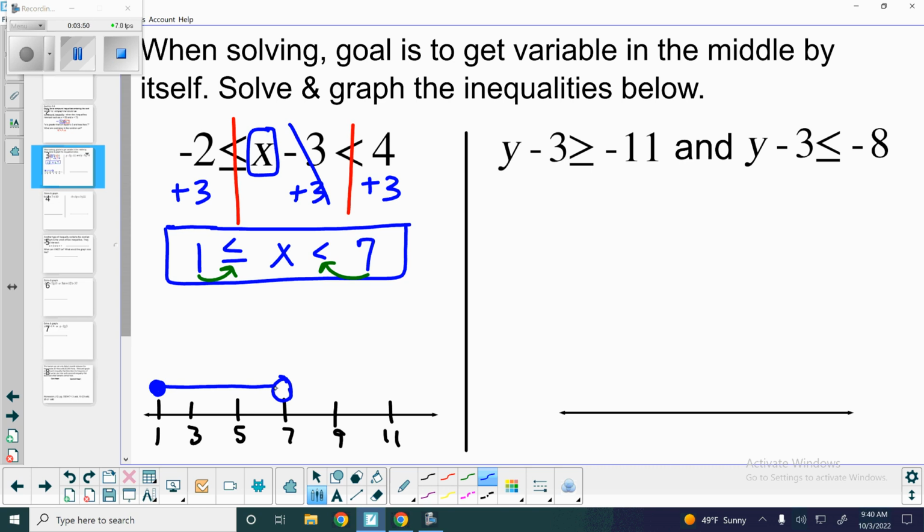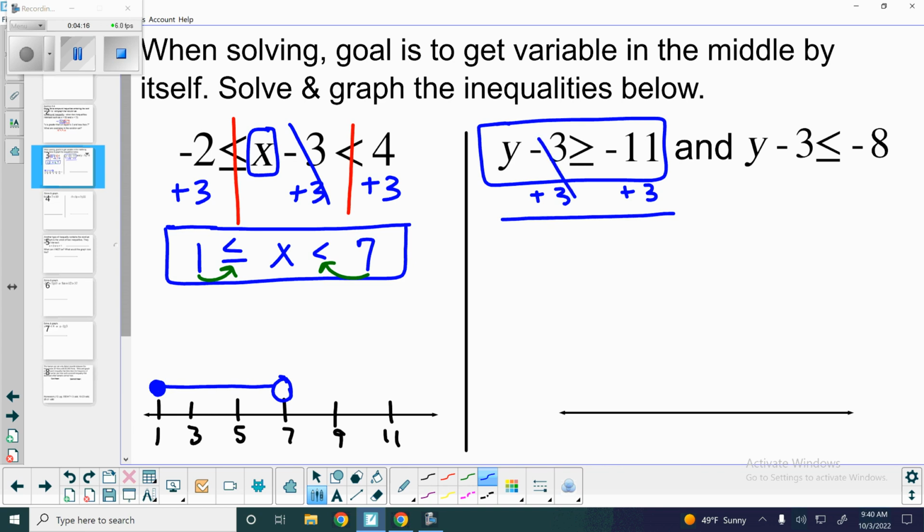Same thing on this next one here. This is another example of a compound inequality. They're just using the word "and." y minus 3 is greater than or equal to negative 3, and it's less than or equal to negative 8. So when I solve this, I'm going to solve them separately. I have y minus 3 is greater than or equal to negative 11. I'm just going to focus on this one to start with. I'm going to add 3.